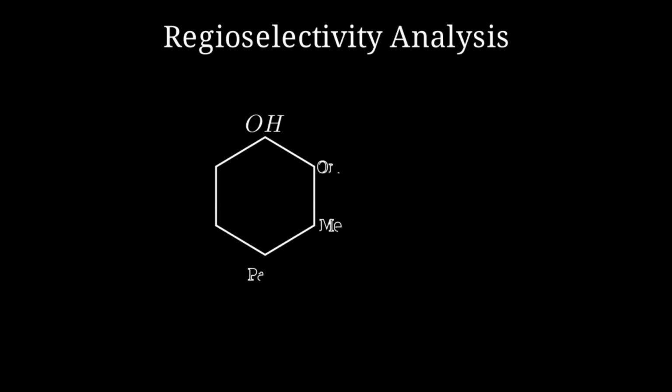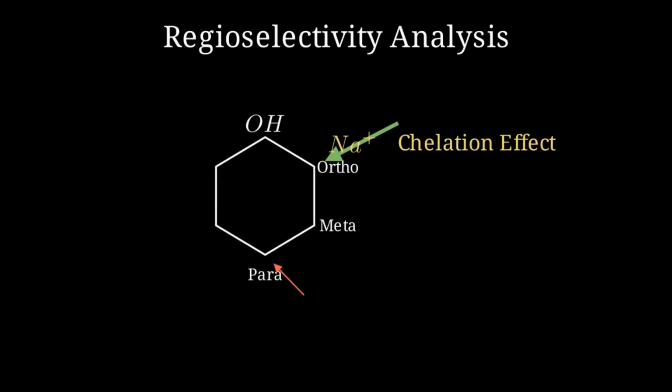Why ortho and not para? The sodium ion acts as a bridge, or a chelate, holding the CO2 molecule close to the ortho position. This proximity effect ensures that the reaction is highly regioselective for the ortho product.